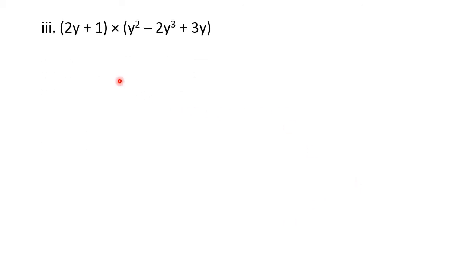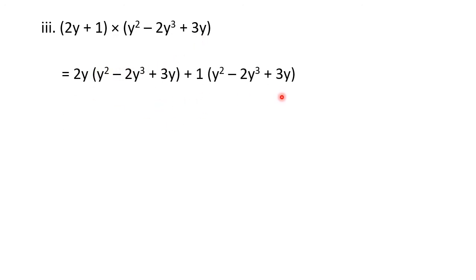Third one, (2y + 1) into (y² − 2y³ + 3y). Again, this is a binomial multiplied by a trinomial. So again, the very first step: the first term from the first polynomial is multiplied with the second bracket as it is. Then the second term is multiplied with the second bracket as it is. Okay, so this is the first expansion.